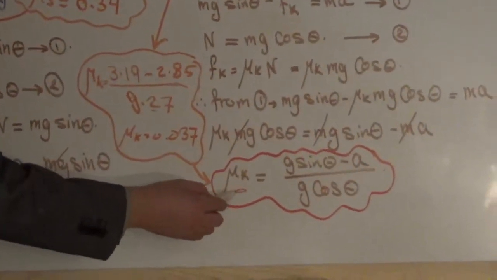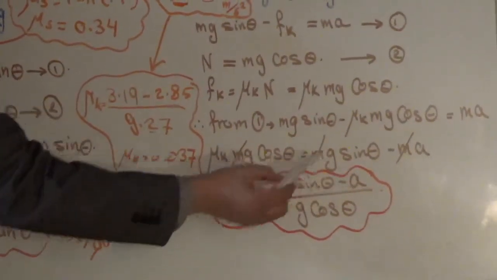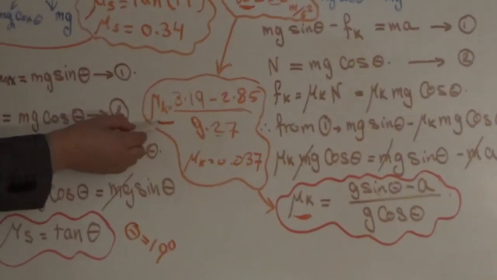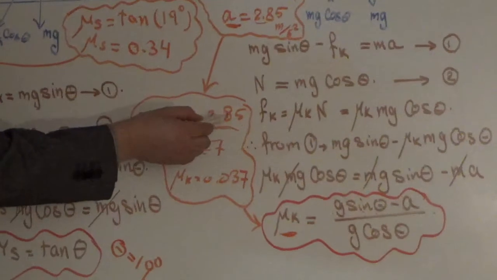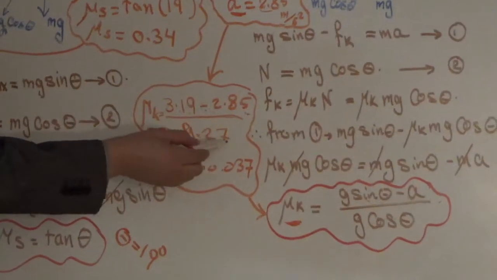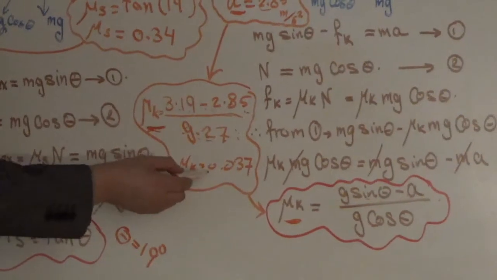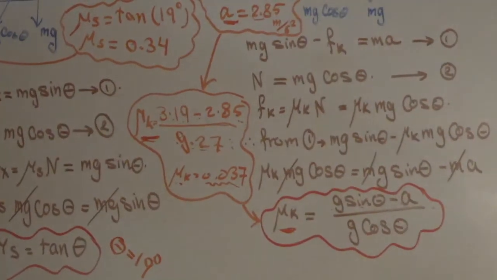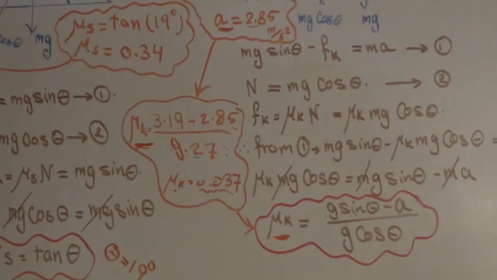So we know that the coefficient of kinetic friction is equal to gravity sine theta minus a, the acceleration, divided by g plus sine theta. When we do that, we will have these numbers that you can see right here. So 3.19 minus 2.85, of course meters per second squared, divided by 9.27, also meters per second squared. So when we do these calculations, we will have mu k equal to 0.037. This is a very small coefficient of kinetic friction.